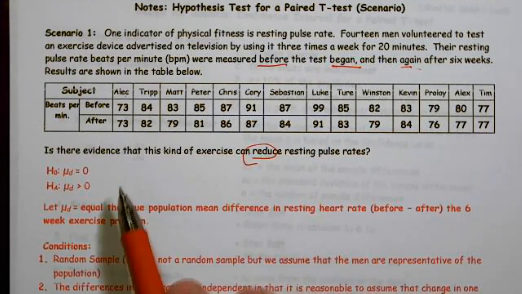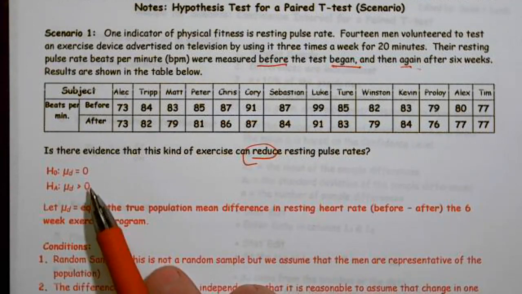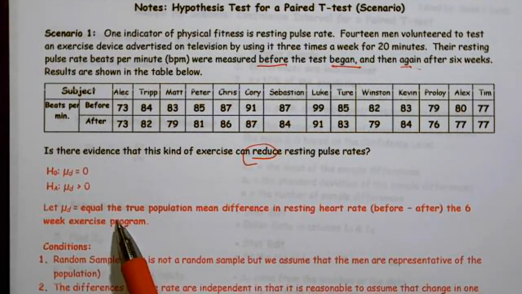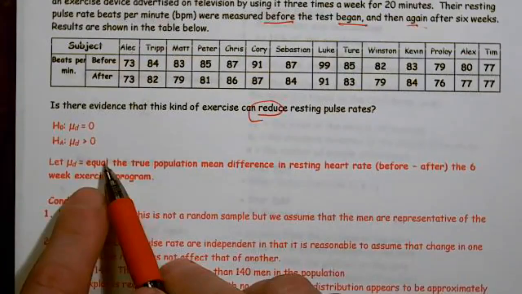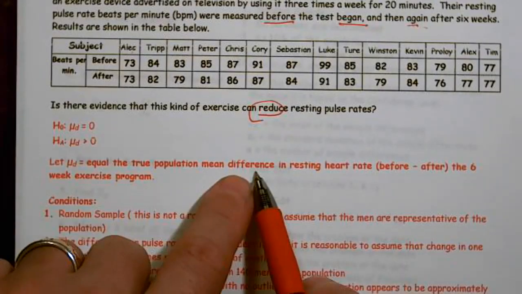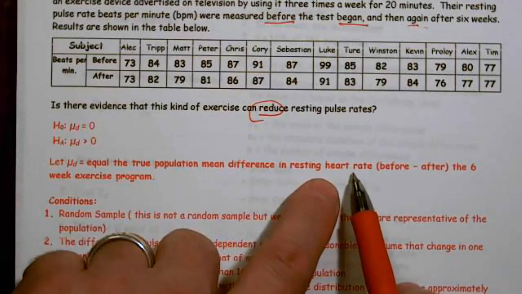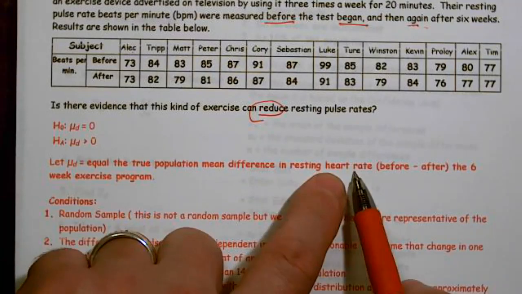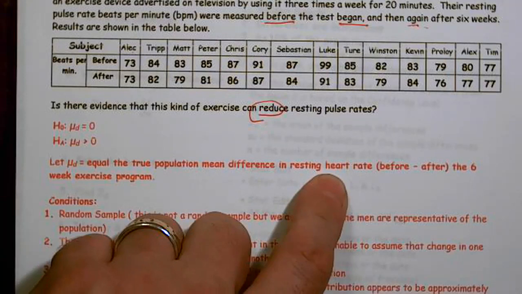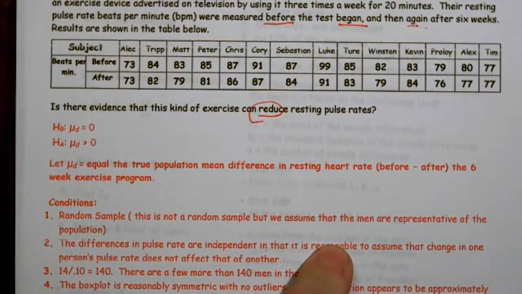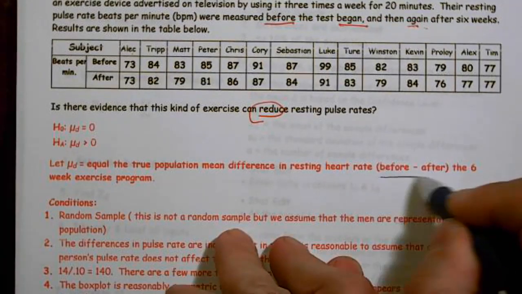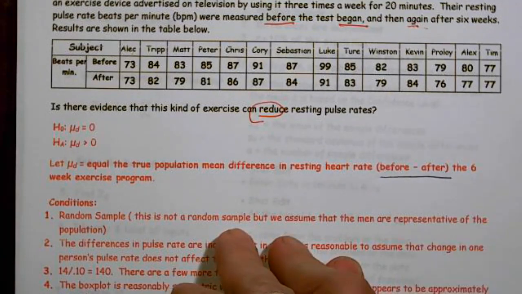So I'm going to skip my null and alternative for a moment and talk about writing my parameter. So let mu d equal the true population mean difference in resting pulse rate or resting heart rate. And every single time I need to say my order, which I chose to do before minus after. It really doesn't matter which order you choose, but you need to tell us what it is, otherwise you won't get full credit.